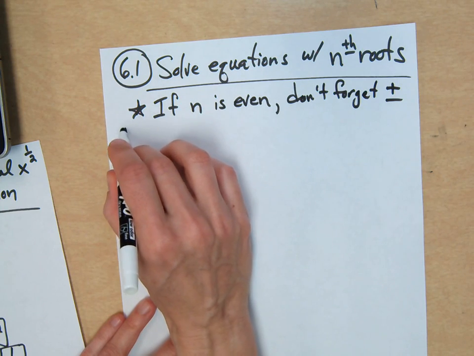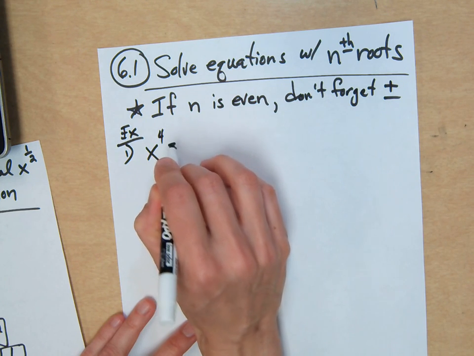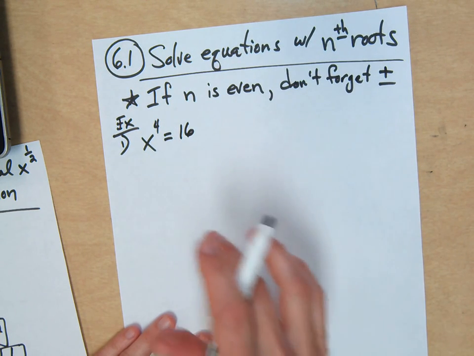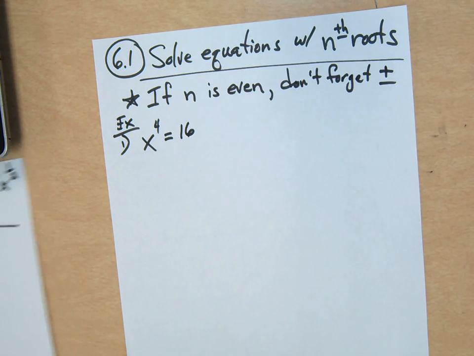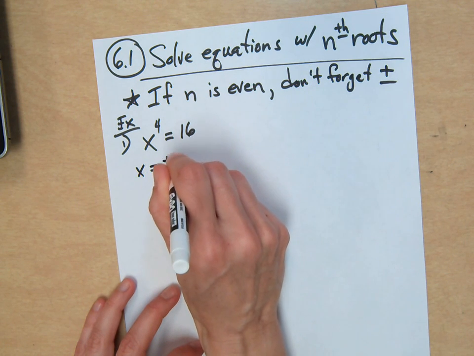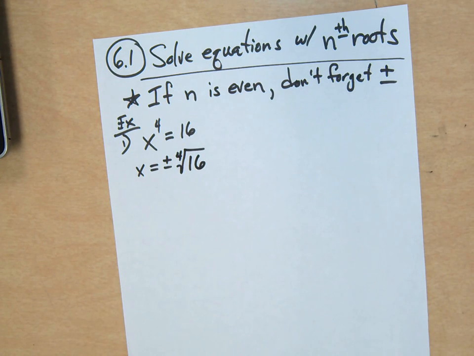So let's do a few examples. Number 1, x to the 4th equals 16. So what do I do to both sides? To get rid of, what's the inverse of raising something to the 4th power? Taking the 4th root. Yeah, the 4th root. So x is basically plus or minus the 4th root of 16. That's how you get rid of raised to the 4th power.